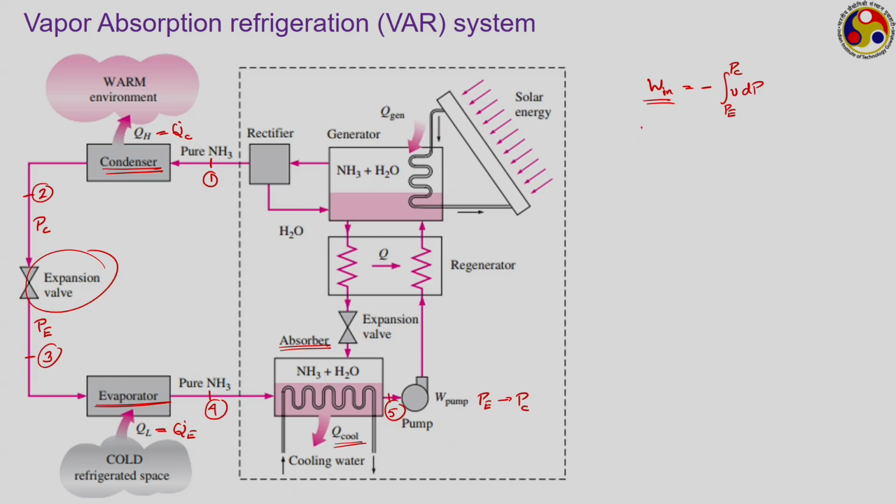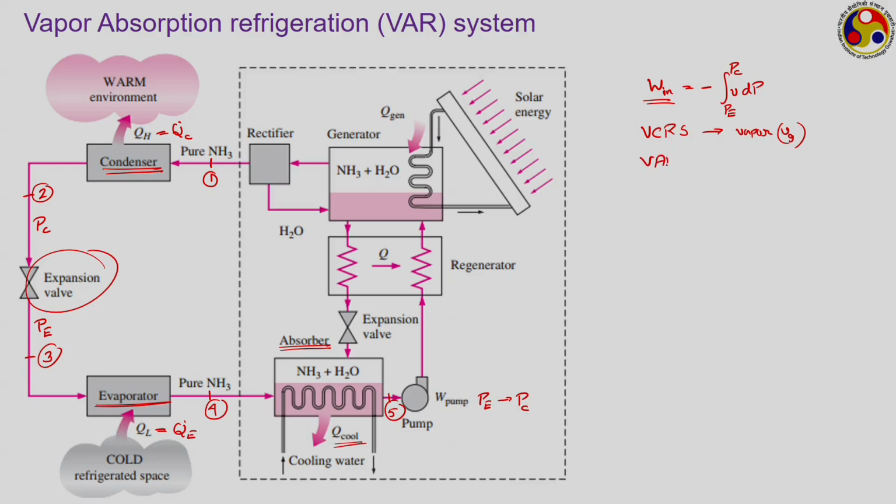Now, in a vapor compression system, what is your working medium? You are working with vapor, saturated vapor or superheated vapor. So, its specific volume may be Vg, as per our notation, if it is a saturated vapor.